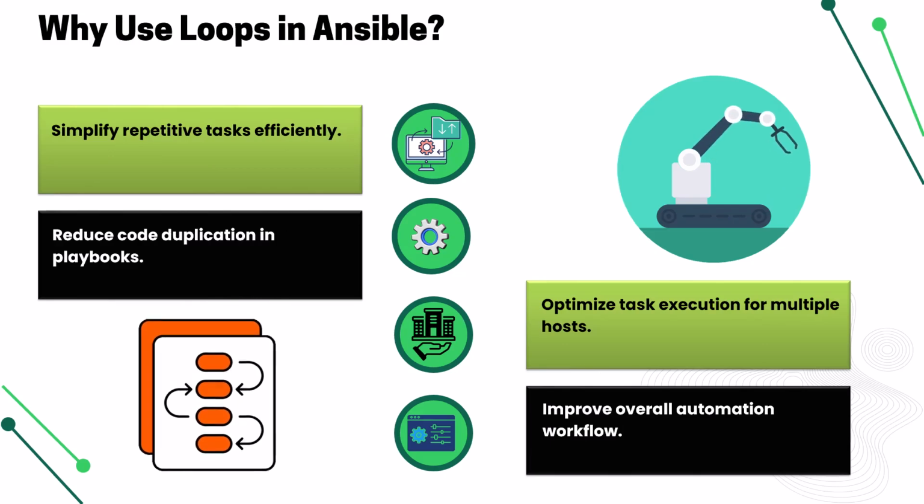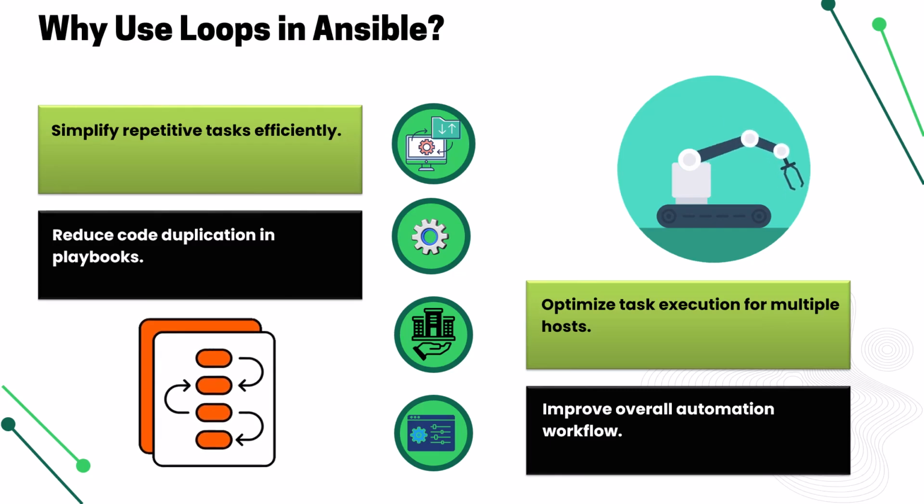Why loops? Because who likes repetition? Ansible loops turn monotonous tasks into smooth automation workflows. They shrink your playbook size, optimize execution, and save you from the agony of writing the same task 10 times. The bottom line, loops are your automation best friend.